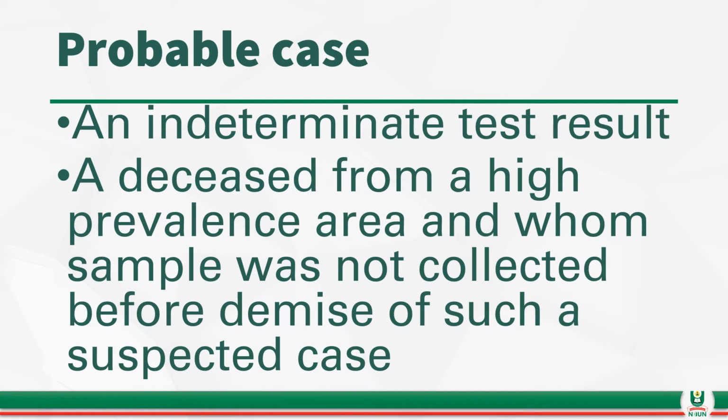So what then is a probable case? A probable case is when such test result is indeterminate, is neither positive or negative. Then someone who has died from an area where there is high prevalence of such infection and whose sample was not taken before the person's death. So such a person is a probable case. We will have another activity in the next slide.